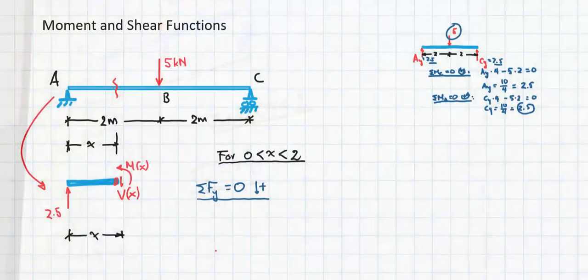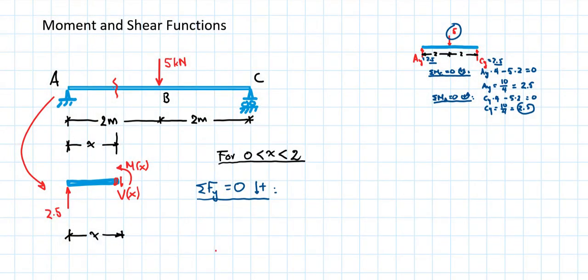Okay, so you get what? You tell me. V of x minus 2.5 equals 0. That's it. So from here you get V of x equals 2.5. Okay, that's the answer.